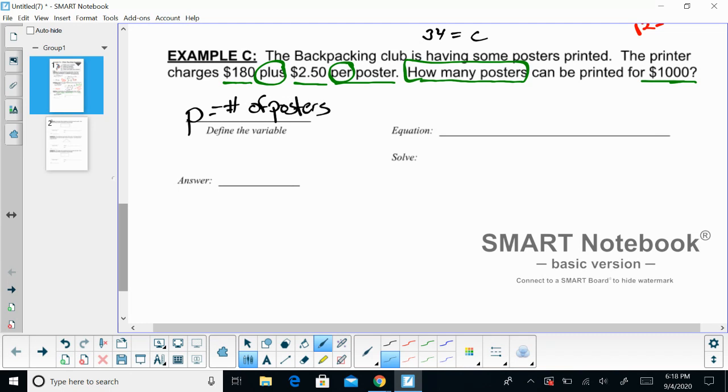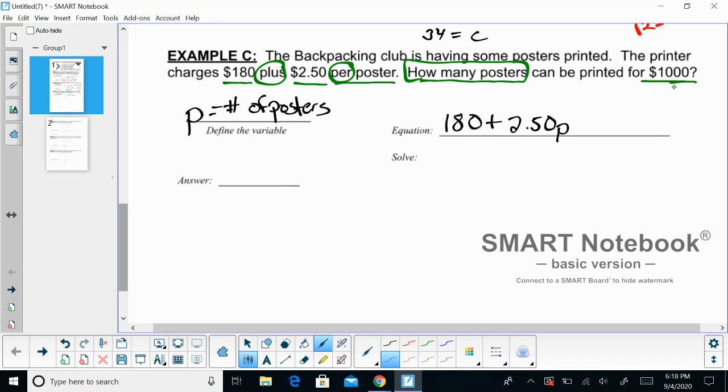Now we'll start writing our equation. The first piece of information is the 180. So I'm going to start by putting 180 plus, that's addition, 2.50 per poster. Well, remember, per means multiplication, and for posters, we're using P, so I'm going to multiply it by P. And then we have how many posters. We've got that covered with our defining the variable.